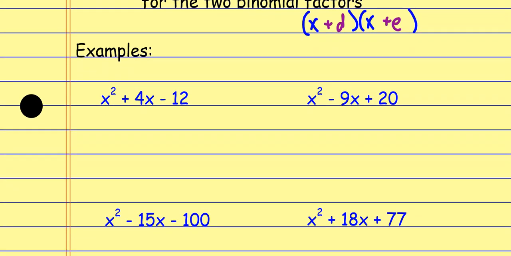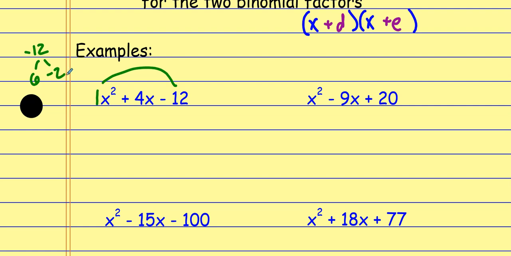For example, if I look at this one, once again, I'm going to start off the same way. I'm going to build a bridge. There's a 1 out front here. So keep in mind, when you don't see something written, it's a 1. 1 times a negative 12 is a negative 12. So now I need two numbers that multiply to a negative 12, but add to a positive 4. Those two numbers are a positive 6 and a negative 2. Those multiply to a negative 12, but add to a positive 4.